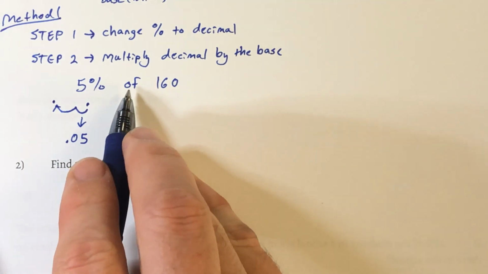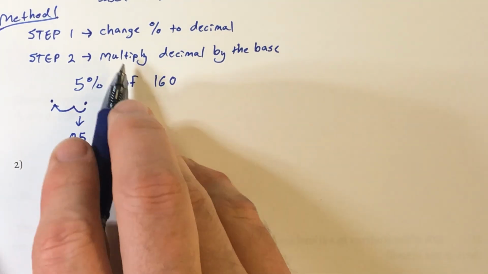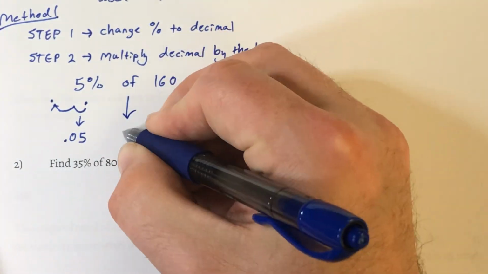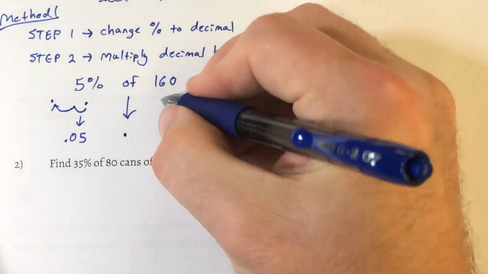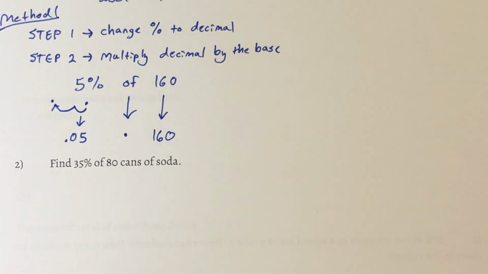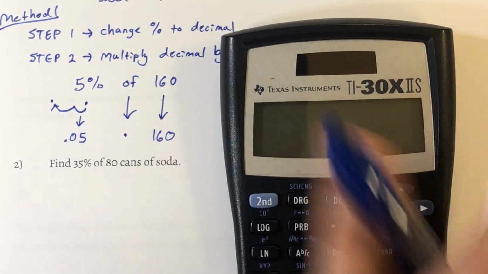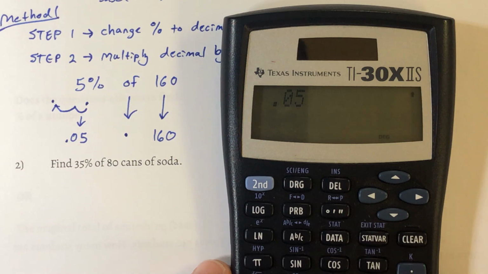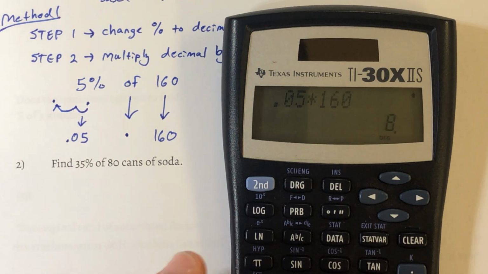Next, the word of means multiplication, and that's what our step 2 is. Multiply your decimal by the base. So we're going to take 0.05 times our base, which is 160. So 0.05 times 160. Let's see, can't seem to find my calculator. I could do this by hand, of course. All right, so we're going to do 0.05 times 160. We're going to get 8.